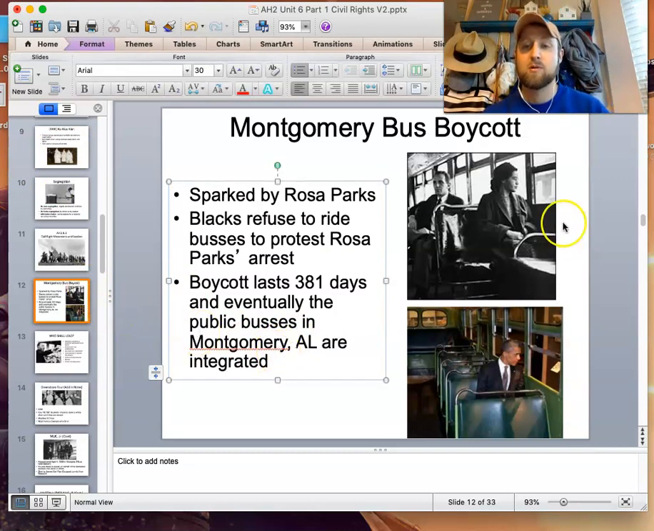So Rosa Parks, I like this because you see Obama sitting on that same seat that she sat in, which is in the Smithsonian Museum of Natural History now. That bus is in DC.